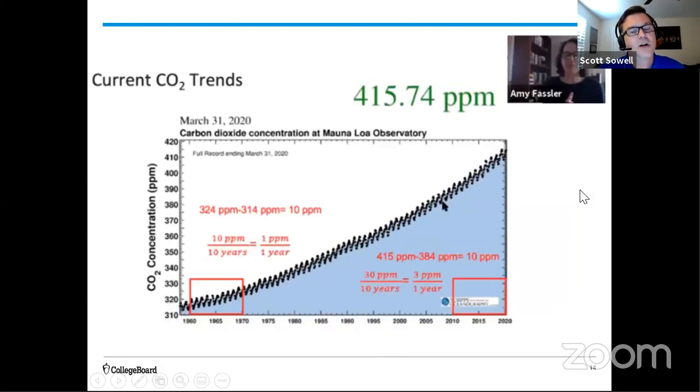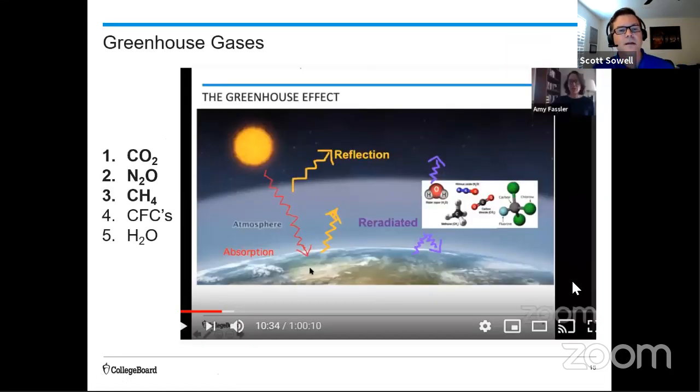And Ms. Fassler also pointed out uniquely that the rate of change is different. She looked at the slope of the line. So back here in the 60s, it was averaging about 1 part per million per year. So it was going 1 part per million per year up. Now, in more modern decades, we're looking at almost 3 parts per million per year. So the rate has gotten higher. And again, the result of that is this enhanced greenhouse effect, global warming, and climate change.